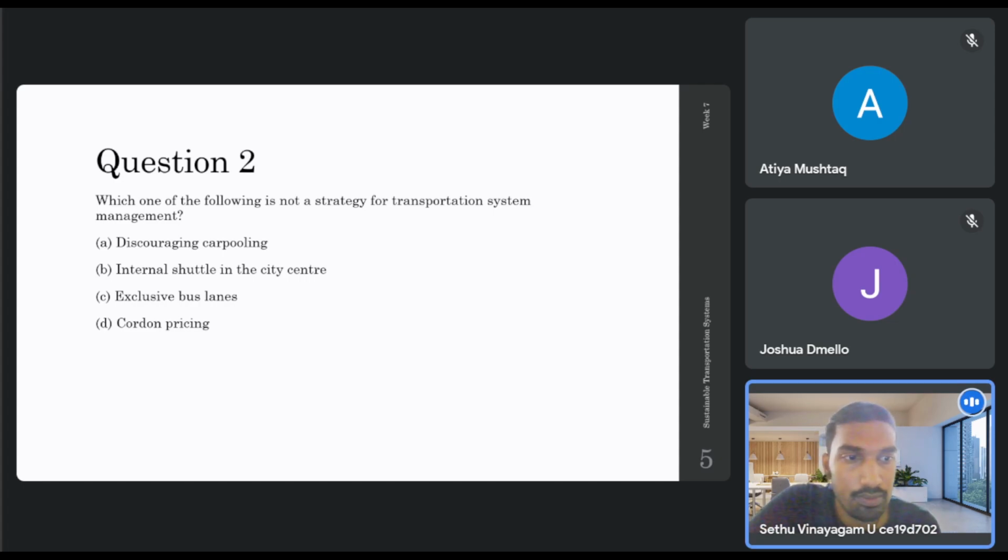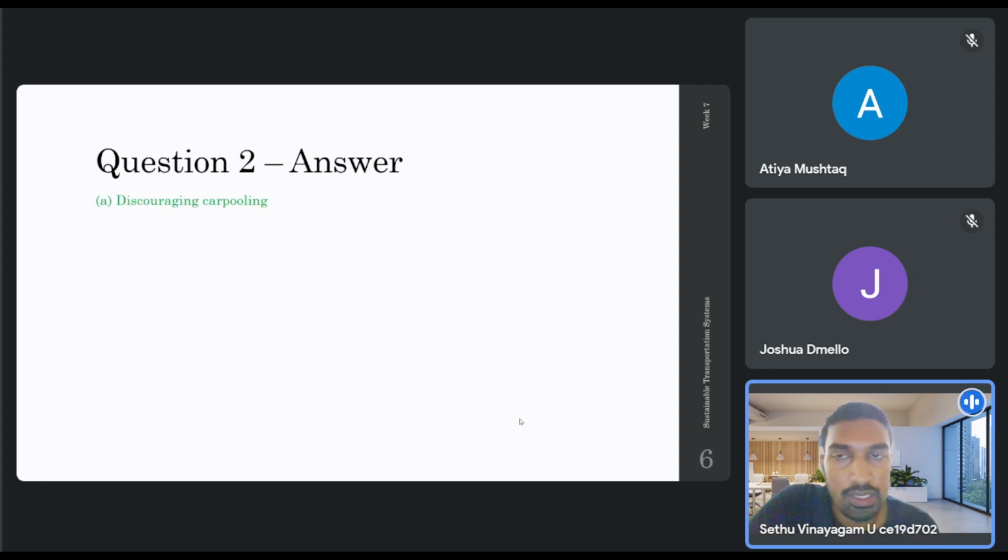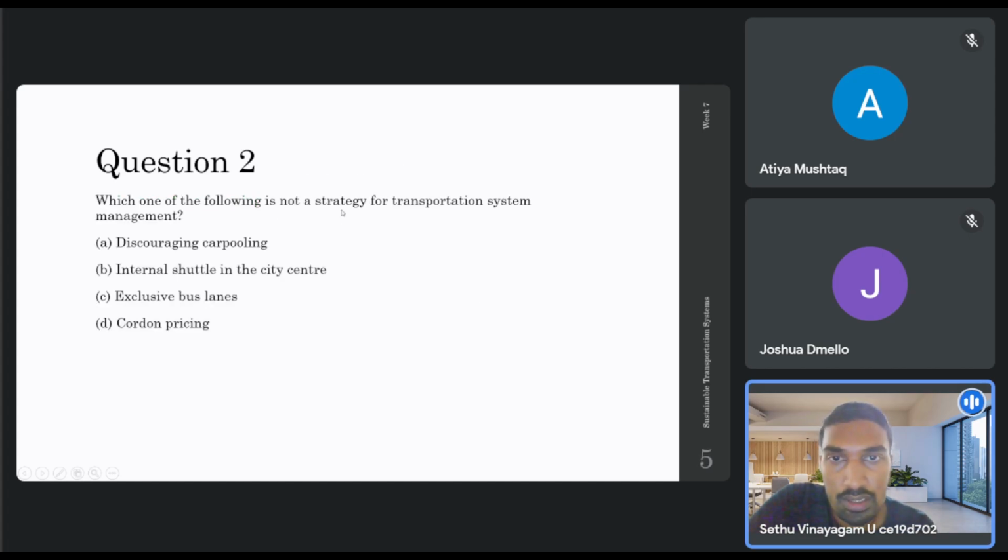All right. So let's take a look at the right option. So the right option is option A. It is discouraging carpooling. So the question is, which is not a strategy for the transportation system management? As I was saying in the overview, we looked at two broad ways of achieving this systems planning. One is with the traffic calming measures. The other is through managing the existing system efficiently, which comes under the transportation system management.